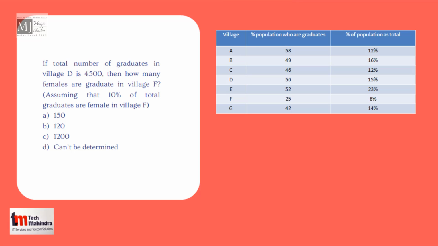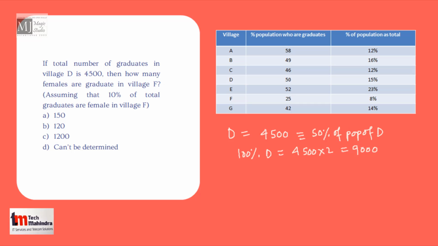One more question on the same set of data. If the total number of graduates in village D is 4500, and village D's graduates are 50% of the population, this equals 50% of the population of D. That means 100% population of D is 4500 into 2, isn't it? That is 9,000 people in village D.